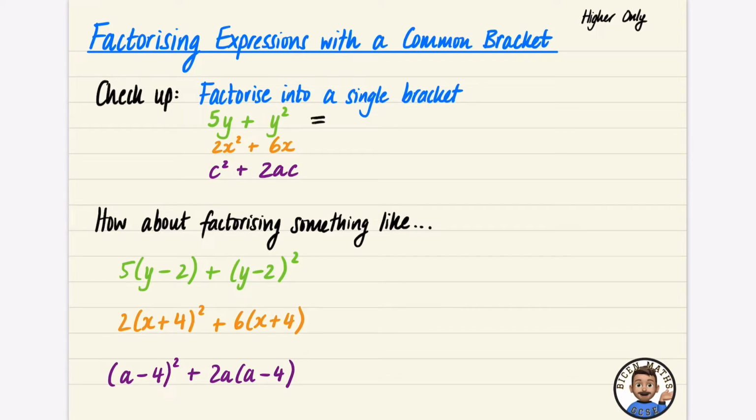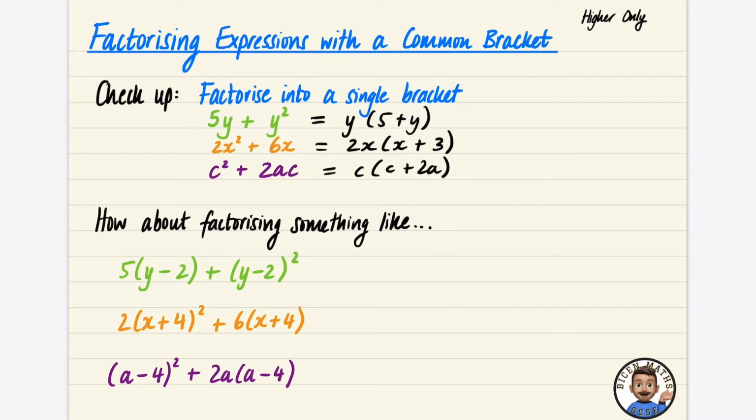So I think for this first one, I can just take the y out of the bracket, so I get y brackets 5 plus y. The second one, I think for the number I can take out a 2, but I can also take out an x. So it's going to be 2x brackets x plus 3. And then for this one, they've got a c in common, so I'll take the c and I get c brackets 1 plus 2a.